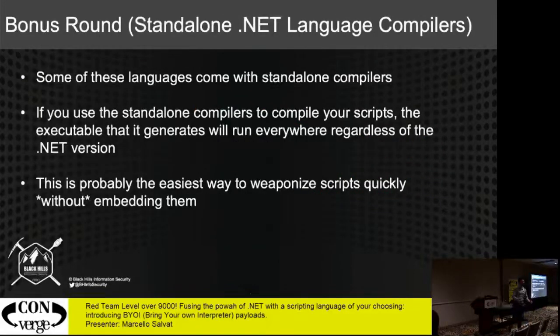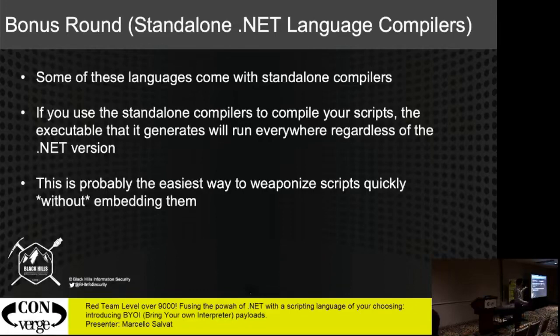So here's something I've never talked about before publicly. These languages come built in with a compiler. So usually all these languages have a standalone compiler. What that means is that you can take any script and just compile it directly through the compiler that they provide, and then you can take that compiled code, like a compiled executable, and run it everywhere. And it doesn't matter what .NET version is installed. It'll just run everywhere because it compiles to intermediate language code, which means it'll just run on .NET 2, .NET 4.0. It'll just run everywhere.